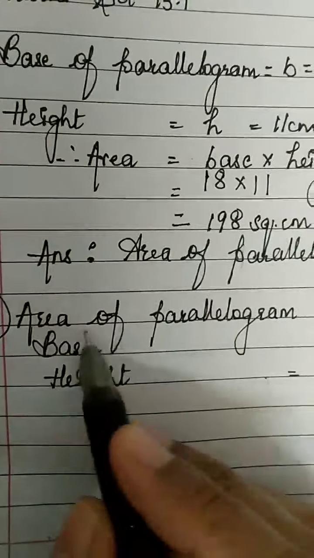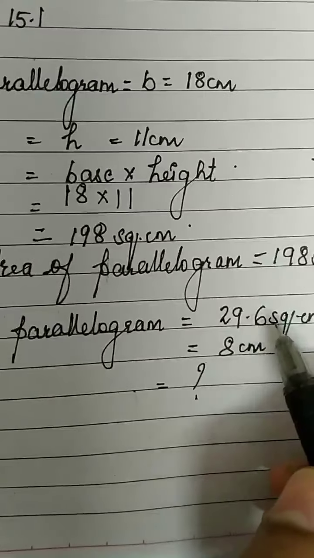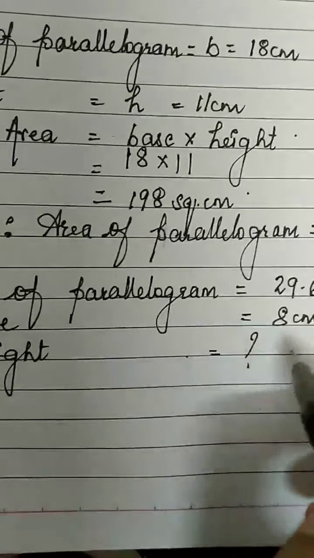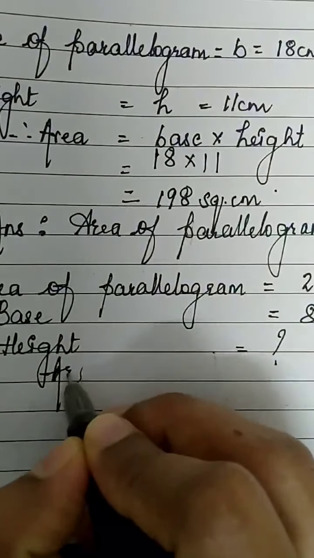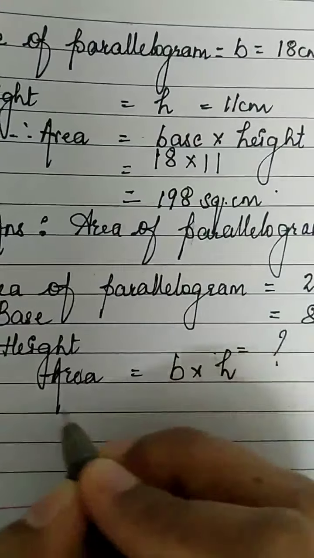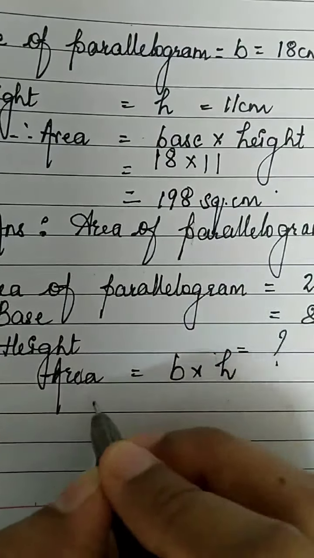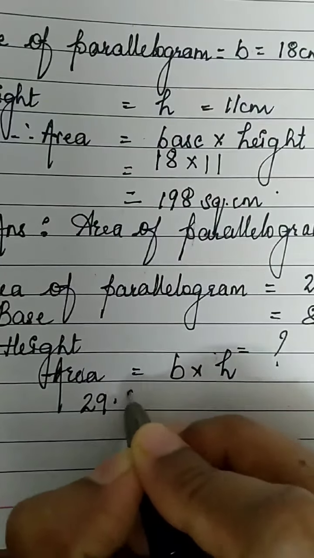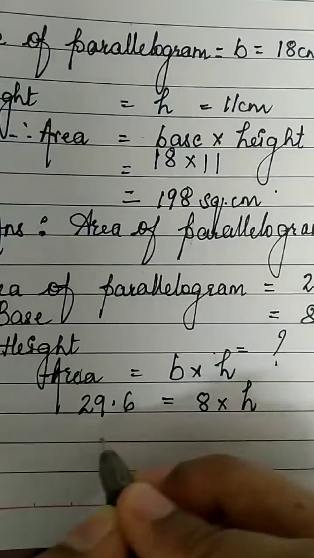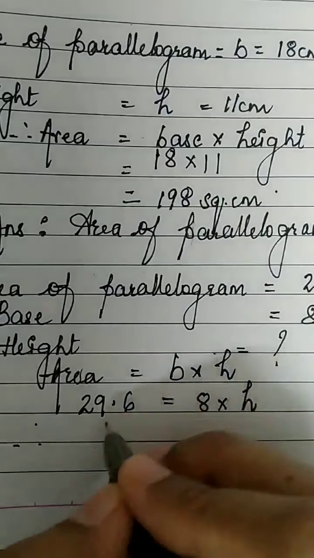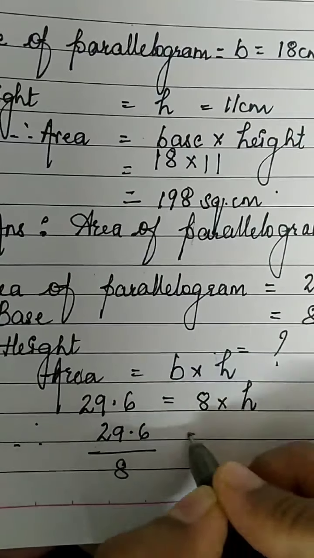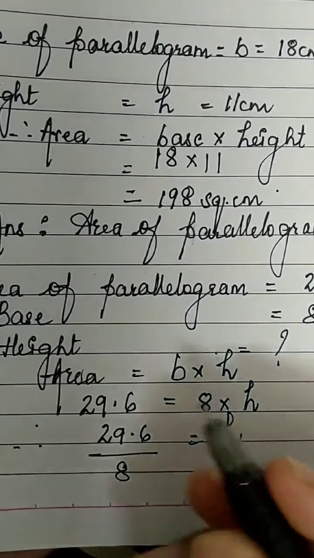So I have written area of parallelogram 29.6 square centimeter. Base is given as 8 centimeter. Height is asked. We will use the formula of area. Area is equal to base into height. In place of area, substitute the value. 29.6 is equal to base is given as 8 into height we don't know. So therefore 8 will bring to the other side. 29.6 upon 8 is equal to height.